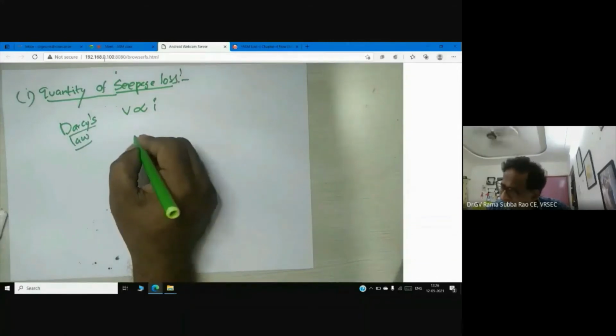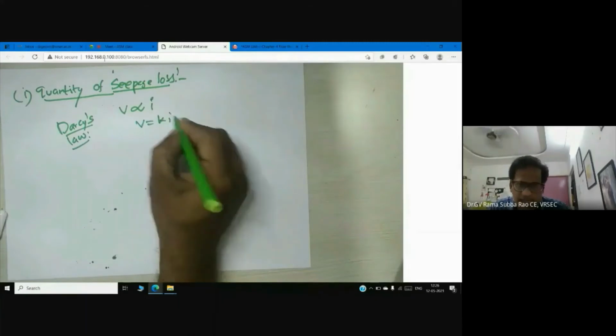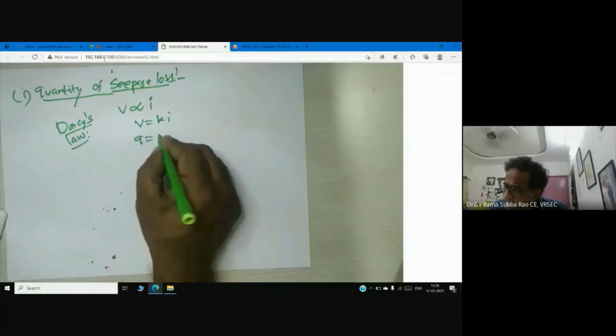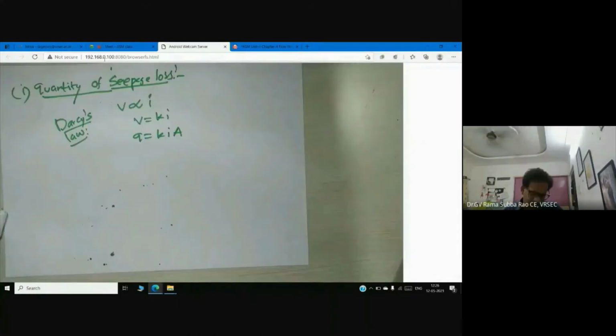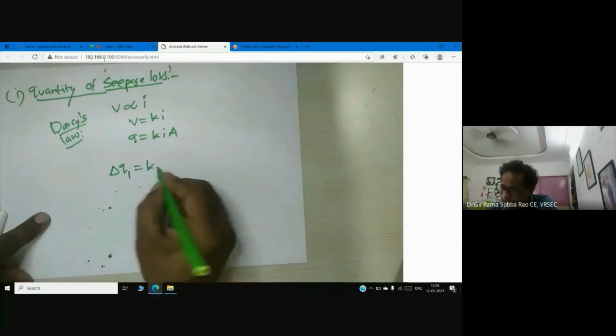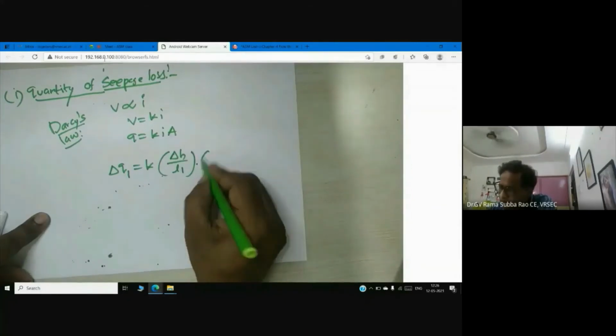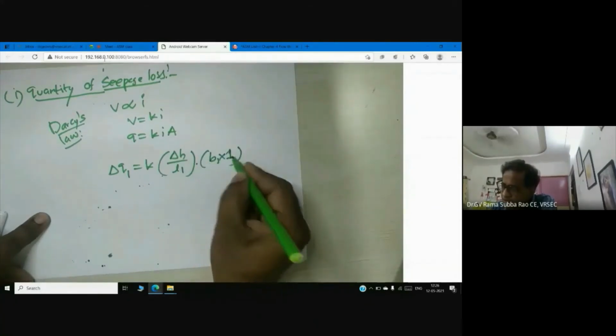Whenever I want to calculate seepage loss, you might have given the answer also. That is Darcy's law: velocity of flow is directly proportional to the hydraulic gradient, V = Ki. Now discharge is equal to Ki into area. Now discharge per flow field, I can consider as delta Q1. Now I can write K into delta H by L1. Now the area is B1 into 1. This is for one flow field.